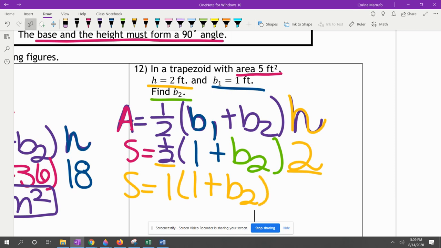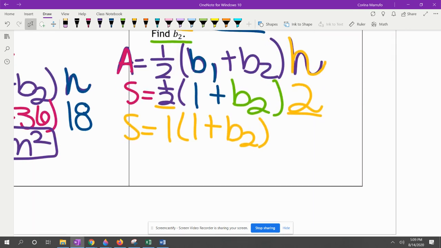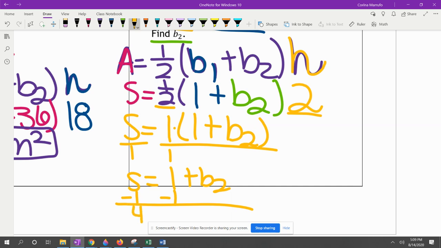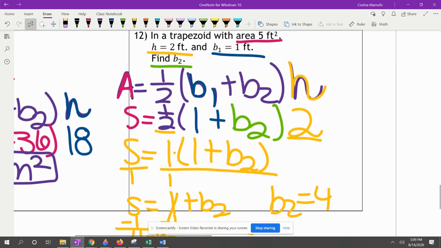Okay. Then, since the 1 is being multiplied times this, that's what it means, multiplication here, I'm going to do the opposite and divide both sides by 1. And that gives me 5 equals 1 plus B2. So I'm just left with the part inside the parentheses. Then our last step is to move over the 1. So we're going to go ahead and subtract the 1 from both sides. And 5 minus 1 gives us 4. So this cancels. And that means our second base is equal to 4. So B2 equals 4. Let me go ahead and check what units we have here. It is feet. So 4 feet. And that's it. Alrighty.